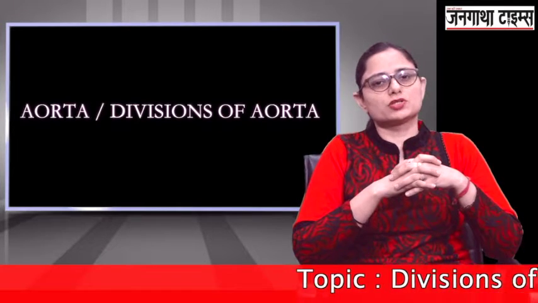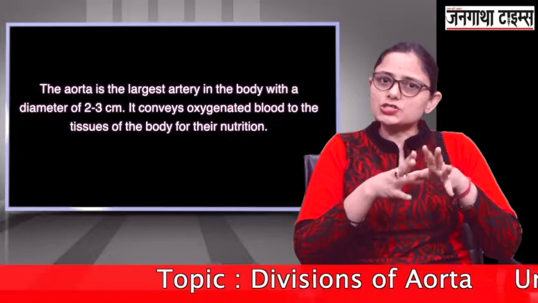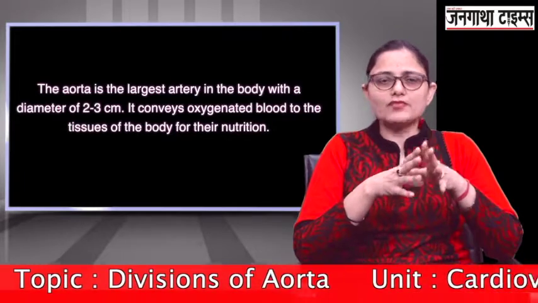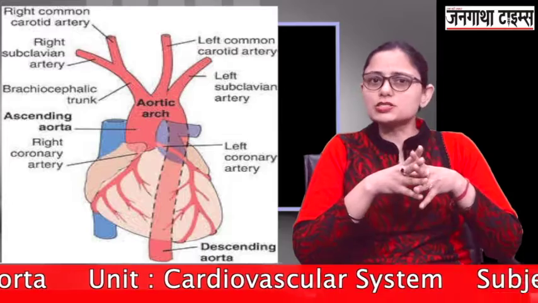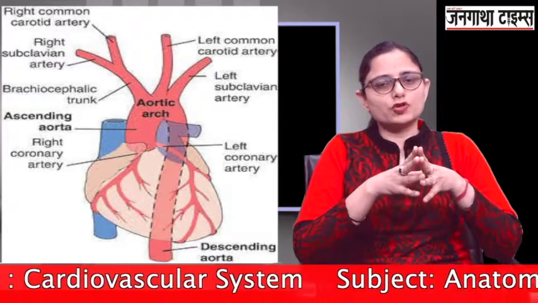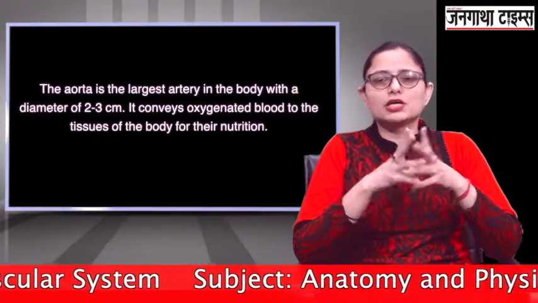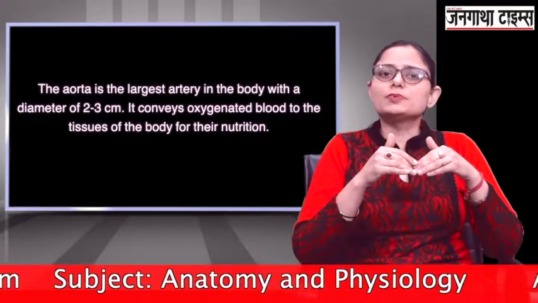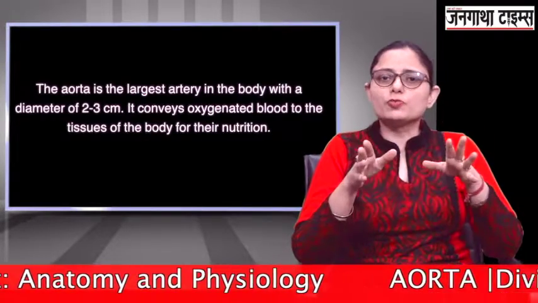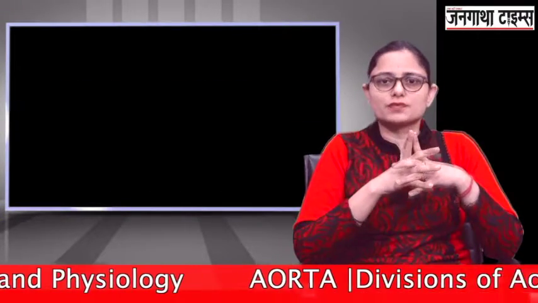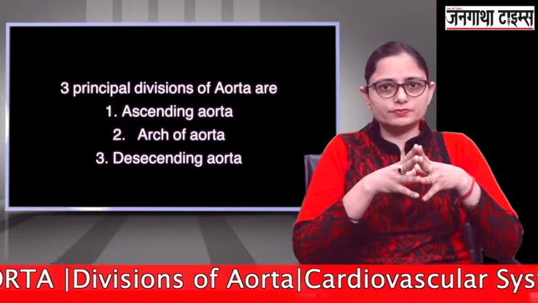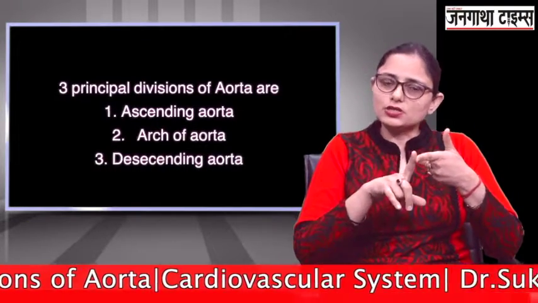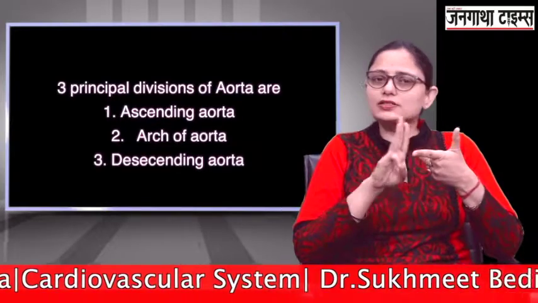Today's topic is aorta or divisions of aorta. Aorta is the largest artery of the body, having about 2 to 3 centimeters diameter, and it arises from the upper part of the left ventricle. It supplies oxygenated blood to all the tissues of the body for their nutrition. Now there are three principal divisions of the aorta: the ascending aorta, the arch of aorta, and the descending aorta.